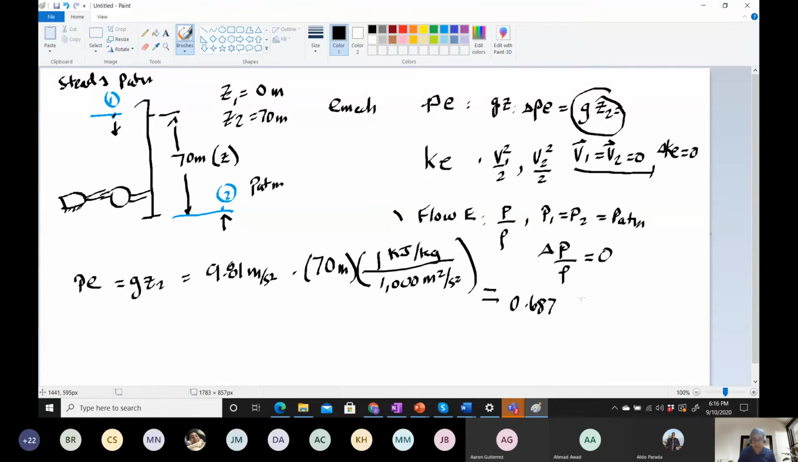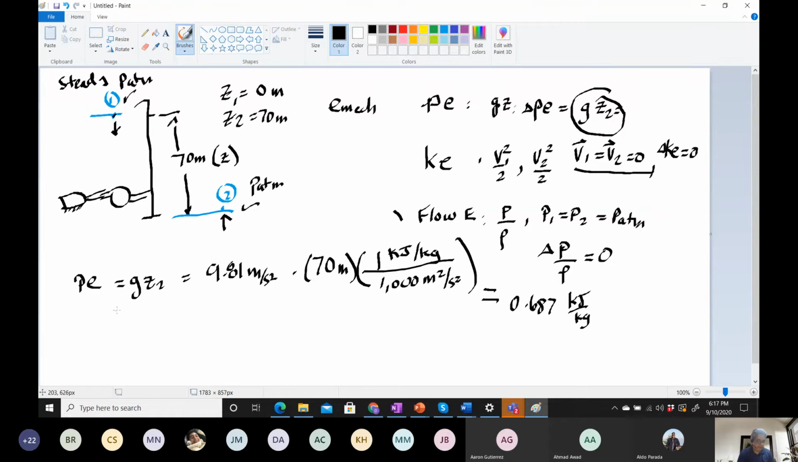And it turns out that that is equal to 0.687 kilojoules per kilogram. Now that isn't the end of the story. This is the potential energy, in other words, how much potential energy this state gives us going from point 1 to point 2. It has nothing to do with how much flow rate we have. We can generate 0.687 kilojoules per kilogram of energy by using the fact that the water has a 70 meter height difference. That's it.